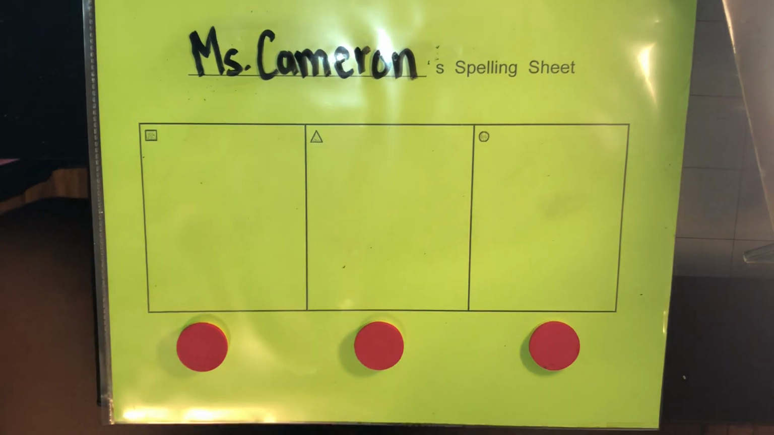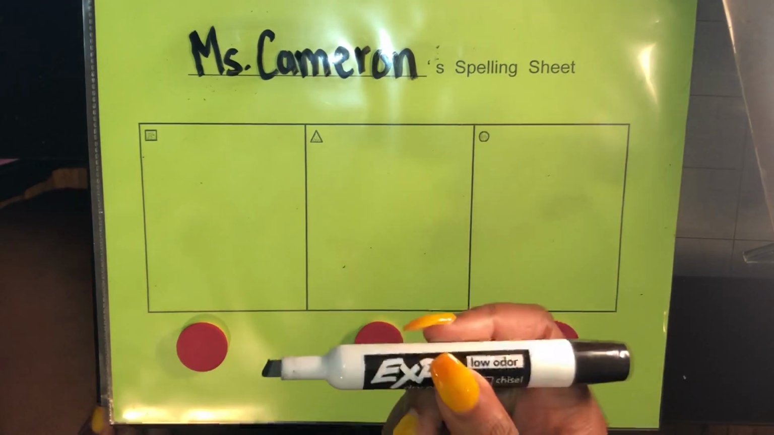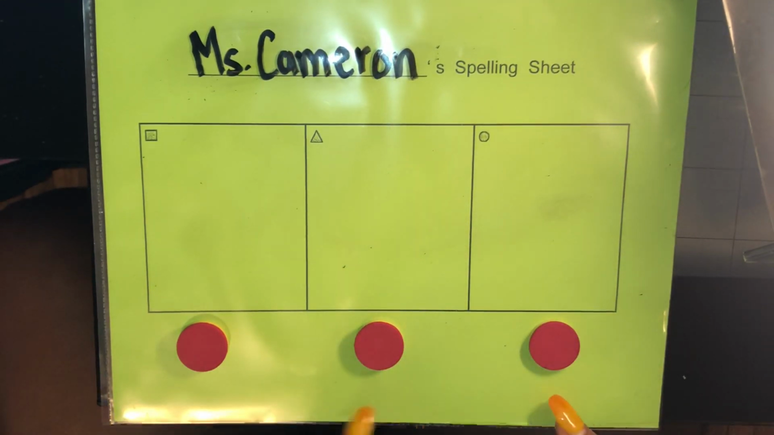Okay, boys and girls, today we're going to continue stretching out our words using the Elkonin boxes. So before we get started, make sure you have your marker, make sure you have some tools or objects. I have counters. If you have other things that you would like to use in your house, you can use that. Make sure you have your spelling sheet, and if you don't have a spelling sheet, you could just create three boxes, just like mine.